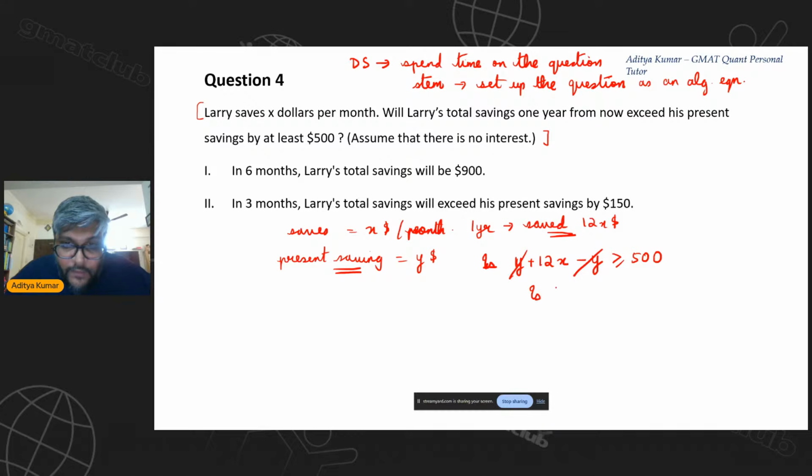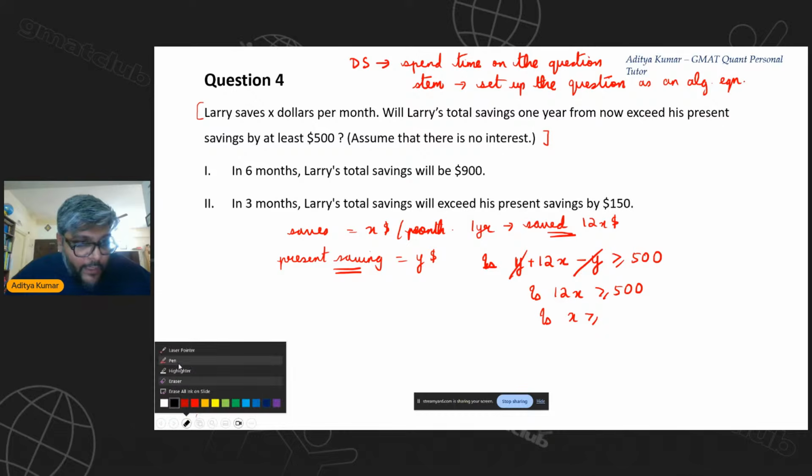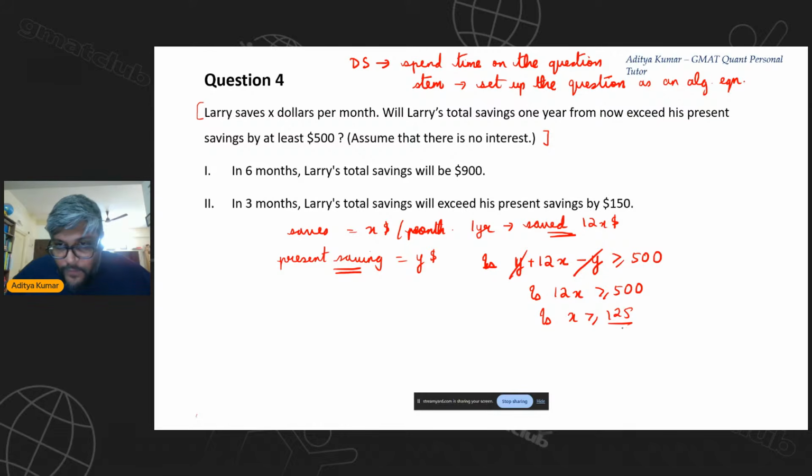So the question is basically asking me, is 12x greater than or equal to 500? Or is x greater than or equal to 500 by 12? That will be 250 by 6, or I can divide to get 125 by 3. Let me directly write that down. So this is what I need to prove, right? I'm going to box it up. This is my question. It's a yes no data sufficiency question. I have to ensure that I answer my question with a yes or a no.